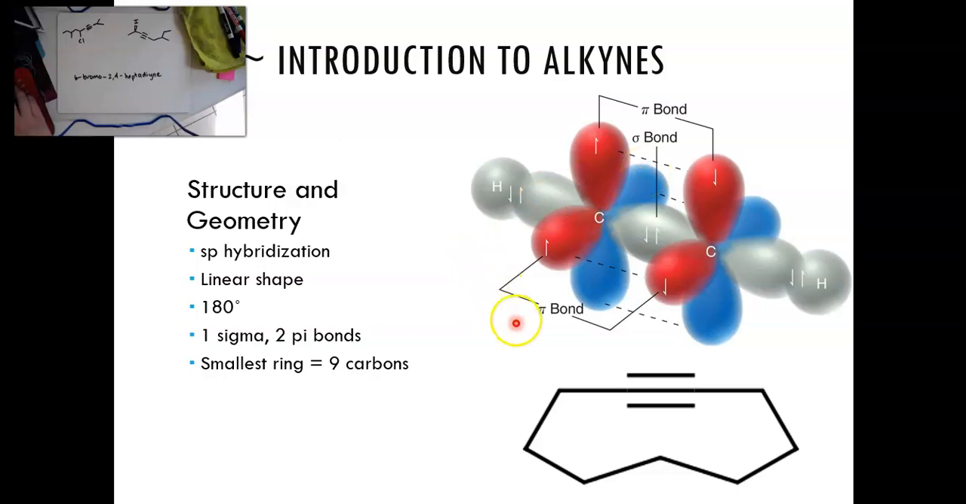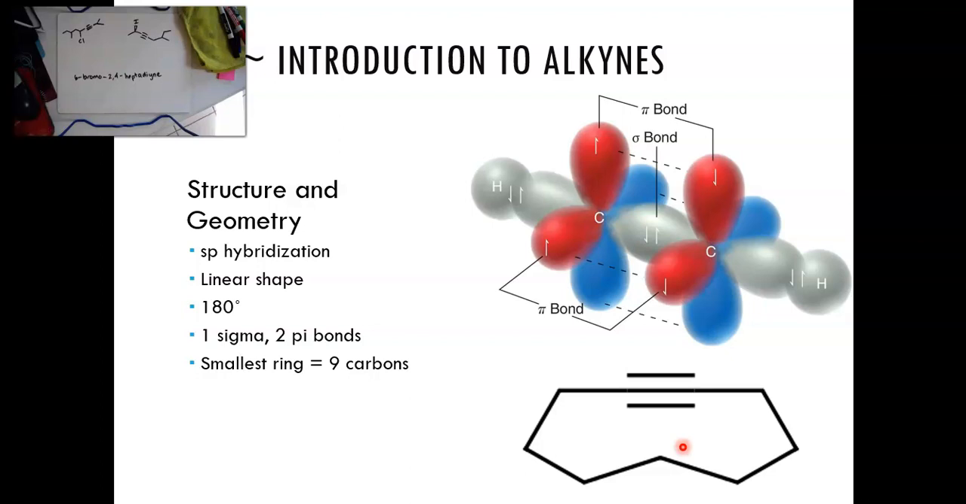Because it is a linear shape, the smallest ring size that can have is a 9 carbon ring. So this is called cyclononyne, known for the 9 carbons, and then we end alkynes with -yne. We'll talk about nomenclature here in a few slides.